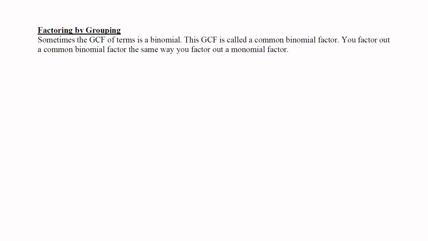Sometimes the GCF of terms is a binomial. This GCF is called a common binomial factor. You factor out a common binomial factor the same way you factor out a monomial factor. So in this example, let's take a look at A here. You'll notice that the first term has an x minus 3, and the second term also has an x minus 3. So we can simply factor that out, and that leaves behind the 7 minus 2x.